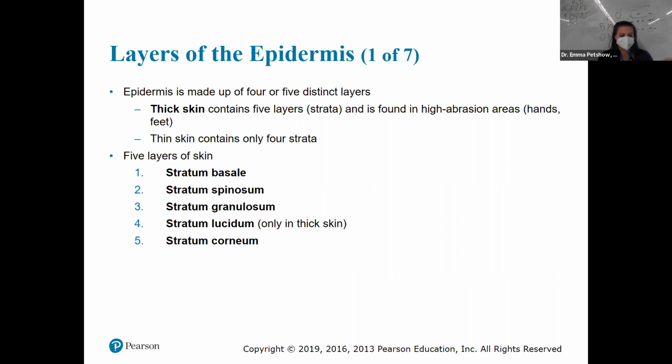So your 5 layers of the skin, if we are talking about thick skin layers, is going to start at the basale. So basale, spinosum, granulosum, lucidum, and corneum, moving from deep to superficial.